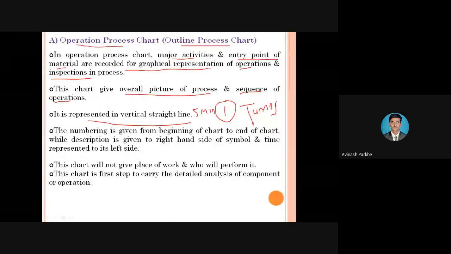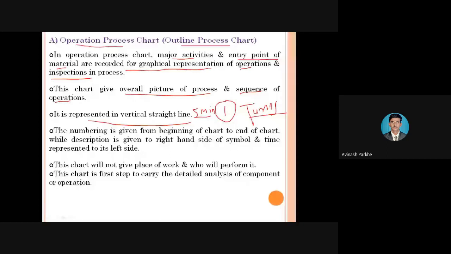Means at the center of that symbol, the operation number is given. At the right side of that symbol, the name of the operation we are performing, turning, facing, drilling, grinding, is represented, and the time required to perform that operation will be represented at the left side. So like that, you have to represent the operations in a vertical manner.